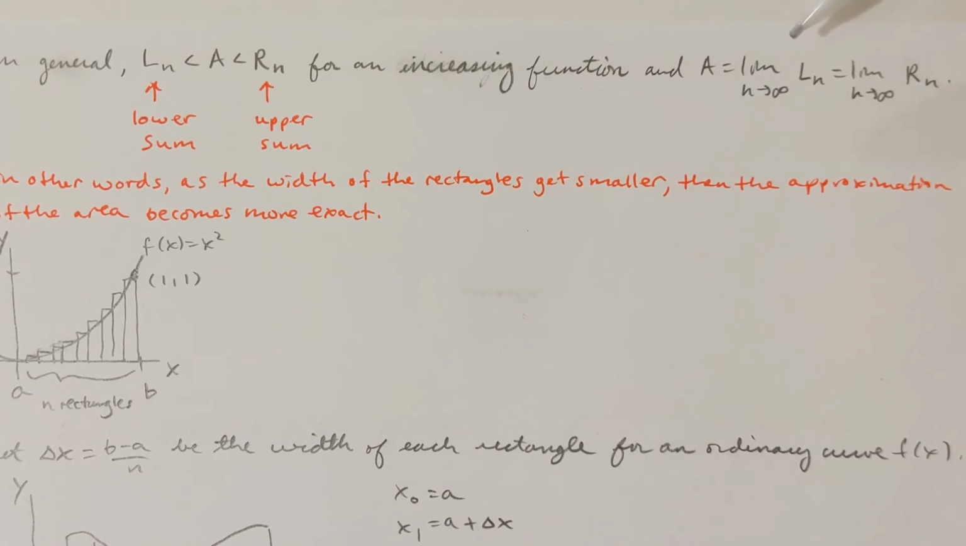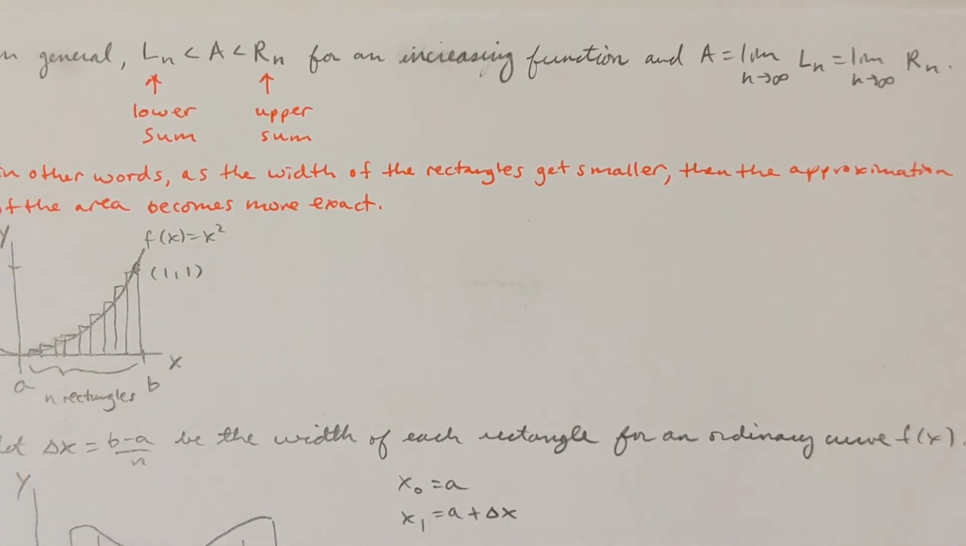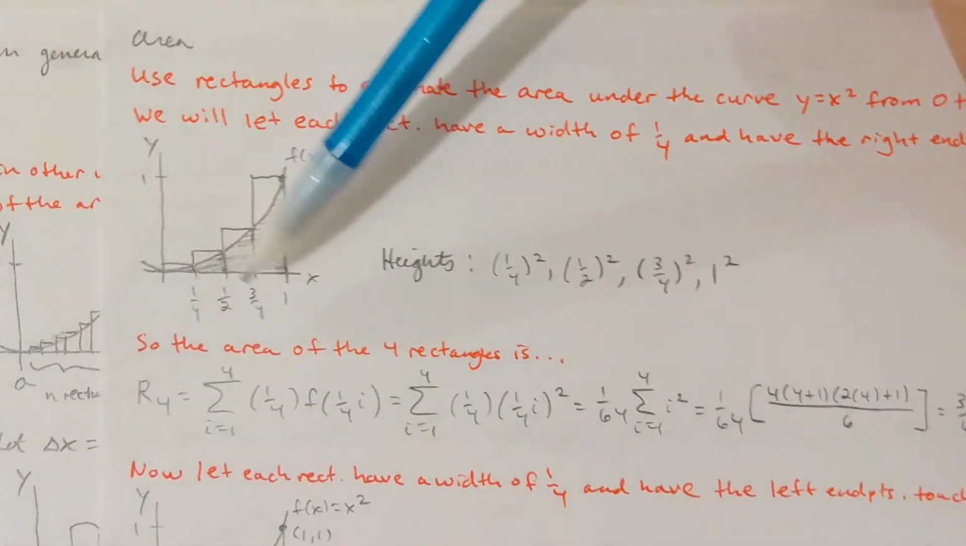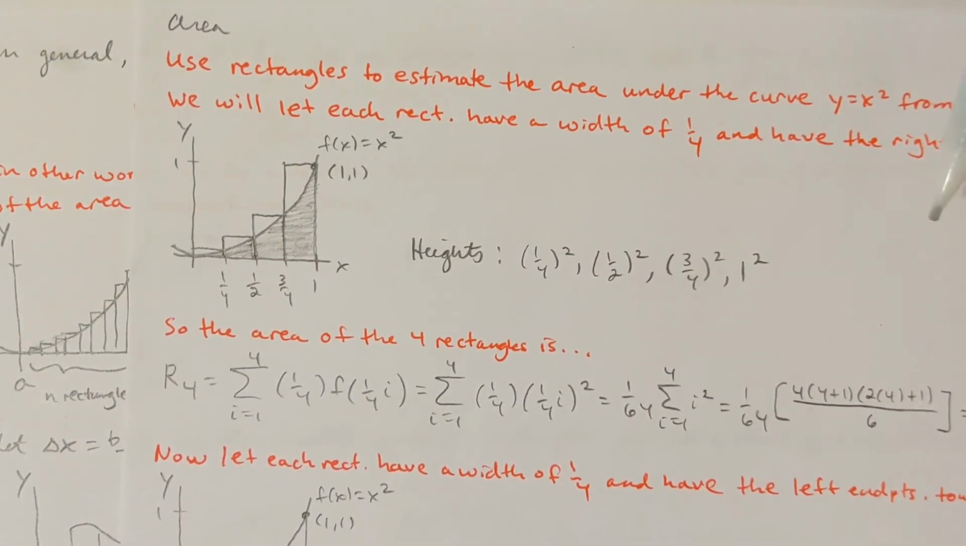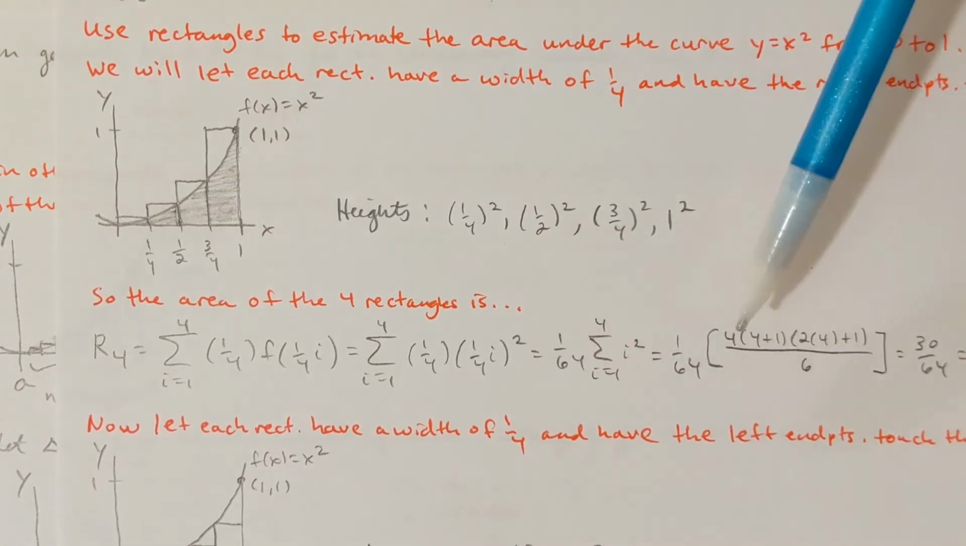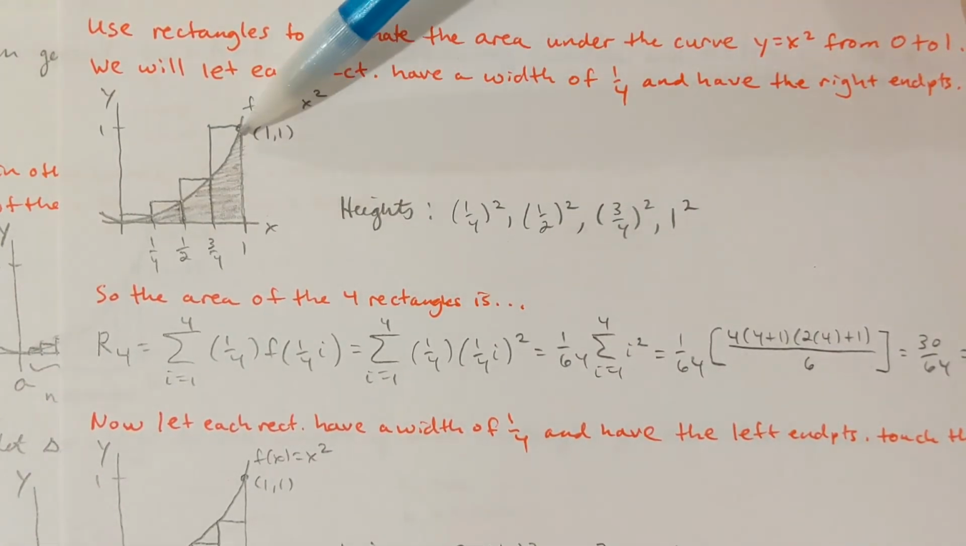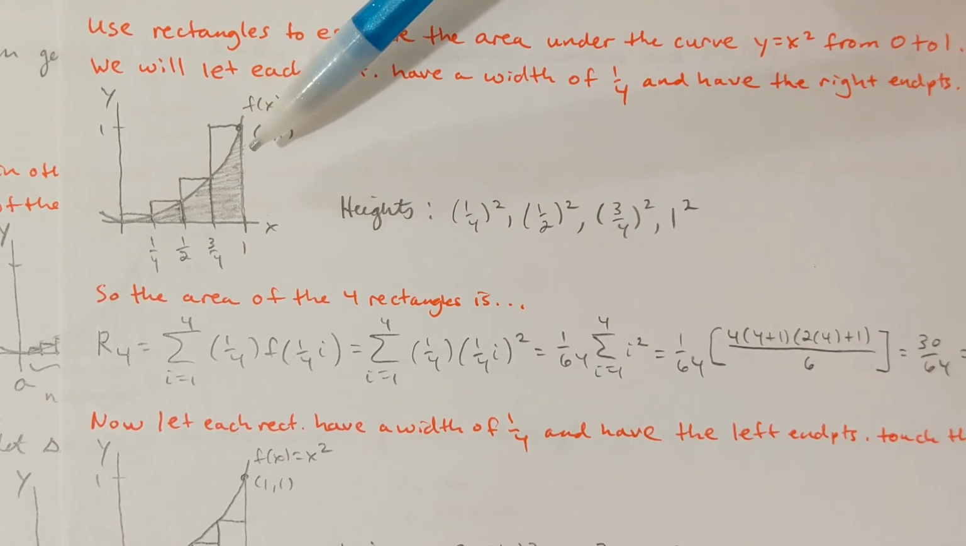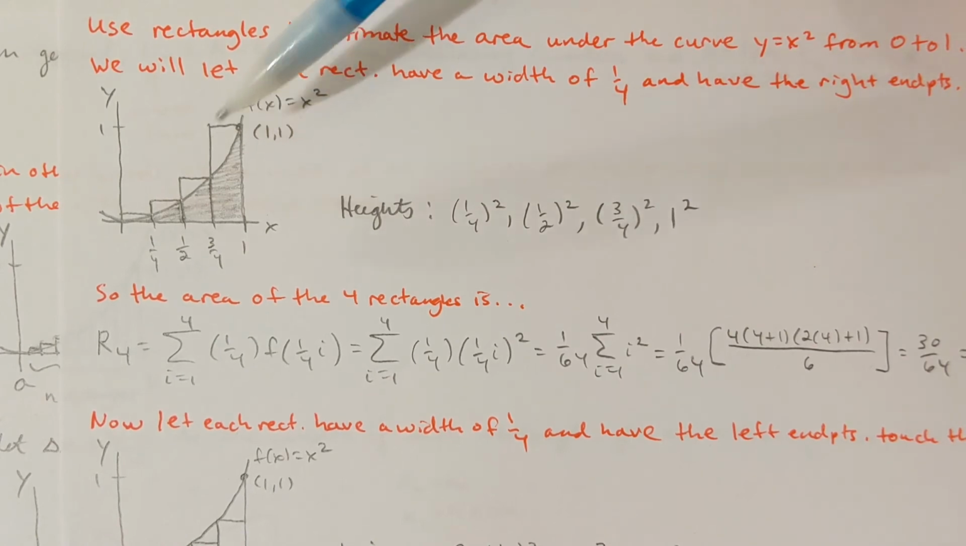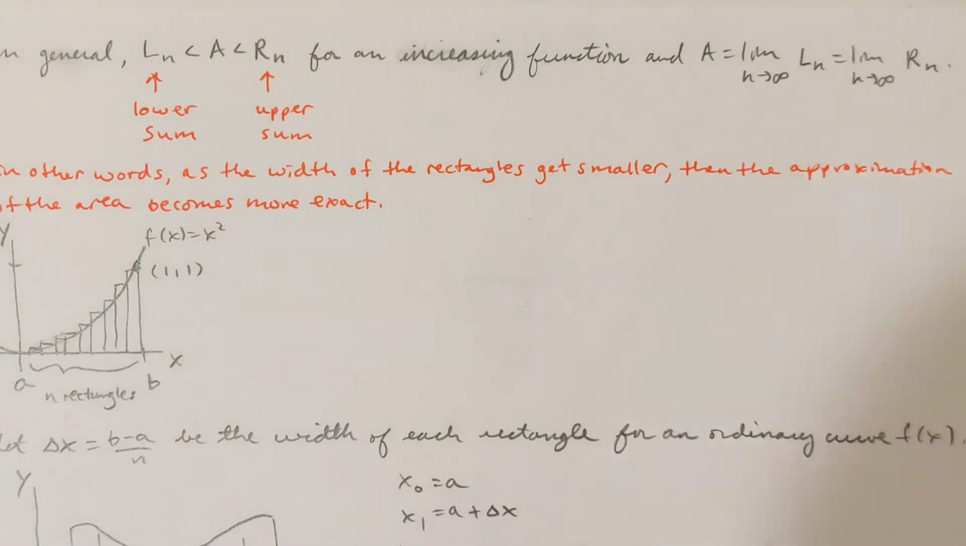Now, the more rectangles that you build, the better. In that last example, I was only using 4 rectangles. Well, what if I were to use 50 rectangles? I would have a really good idea of what the area of the shaded region would look like, because there would be less wasted space, right? So in general, the more rectangles that you build, the better.